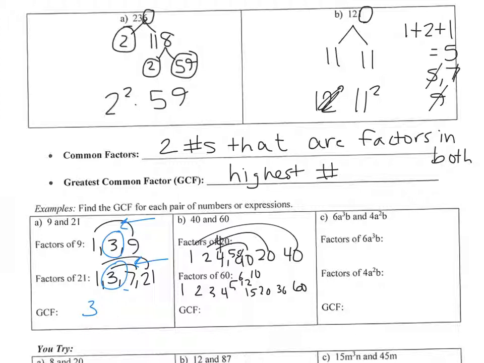So working from the left, which one is the highest common factor, the greatest common factor? They both don't have 40 and 60. It's 20. 20 is the greatest common factor.